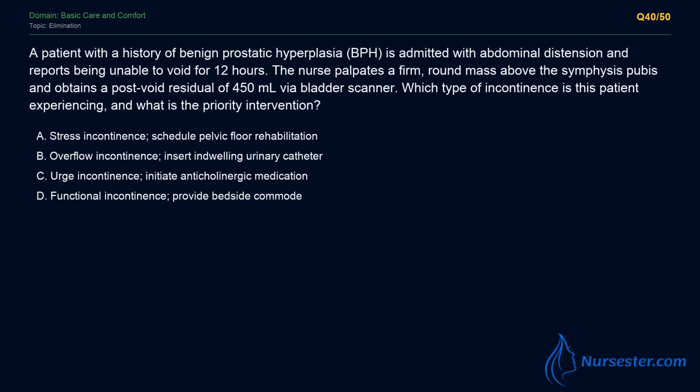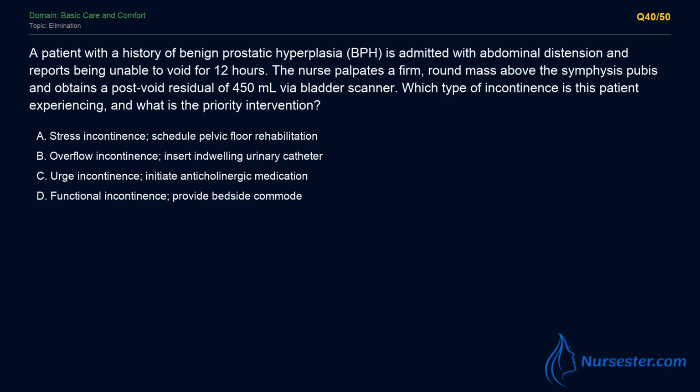Question 40. A patient with a history of benign prostatic hyperplasia, BPH, is admitted with abdominal distension and reports being unable to void for 12 hours. The nurse palpates a firm, round mass above the symphysis pubis and obtains a post-void residual of 450 milliliters via bladder scanner. Which type of incontinence is this patient experiencing, and what is the priority intervention?